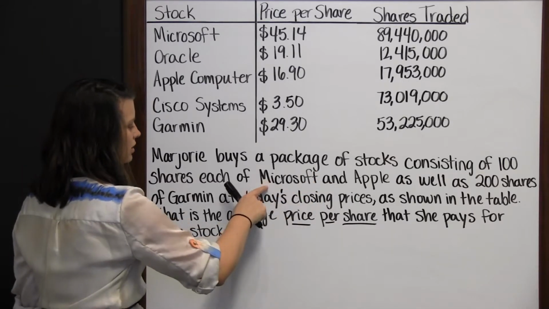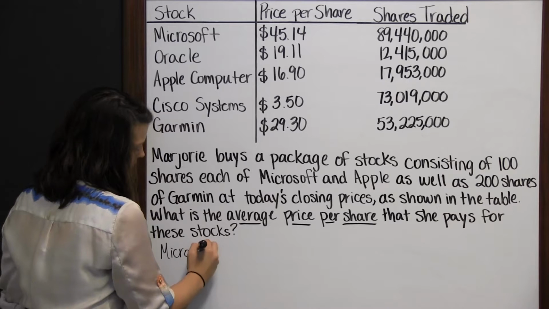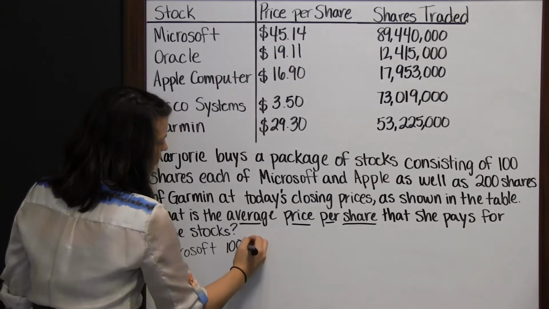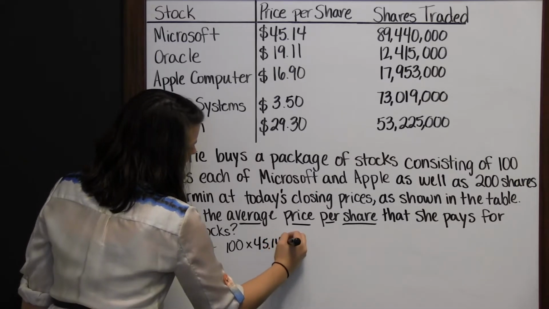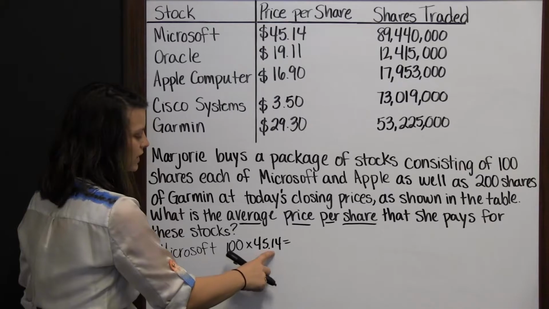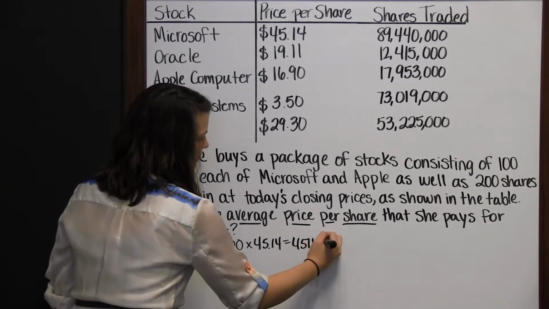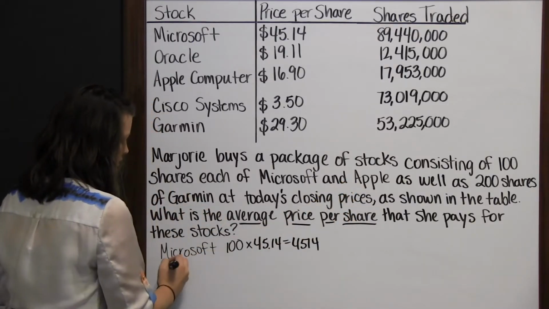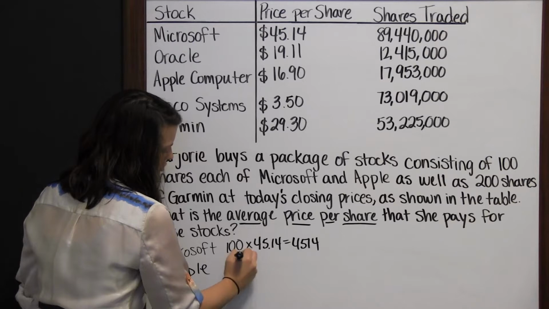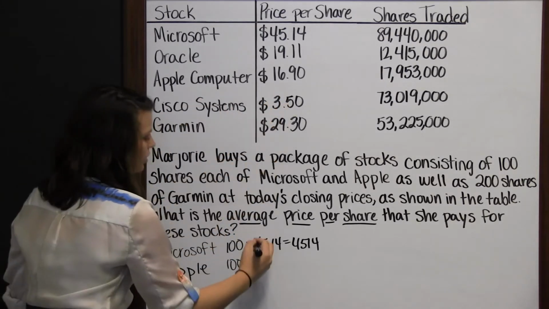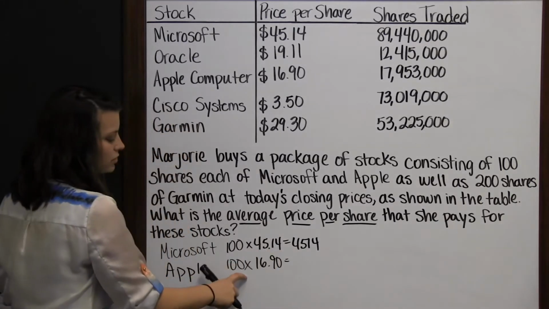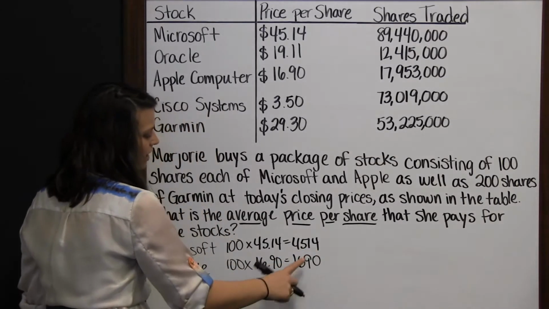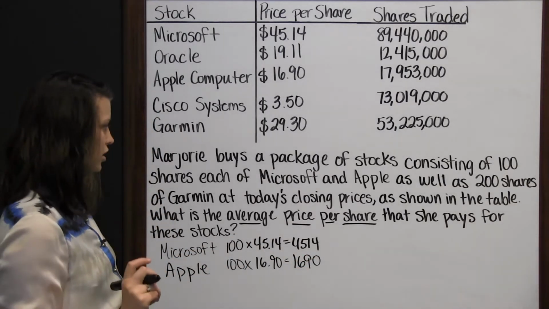So she got 100 shares of Microsoft. So let's start with Microsoft. She bought 100 shares for $45.14 each. And multiplying by 100 just means you move that decimal two places to the right. So it's $4,514 that she spent on her Microsoft shares. She also bought 100 shares of Apple. So 100 times, and Apple is $16.90. And again, multiplying by 100 just means to move that decimal two places to the right. So she spent $1,690 on her Apple shares.